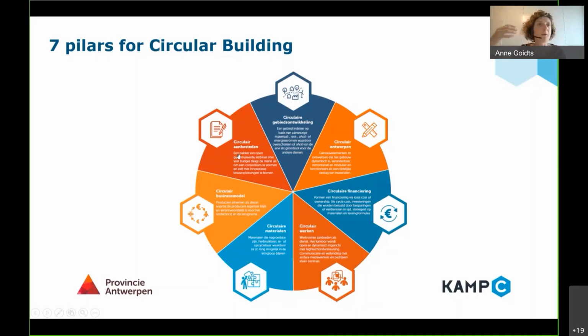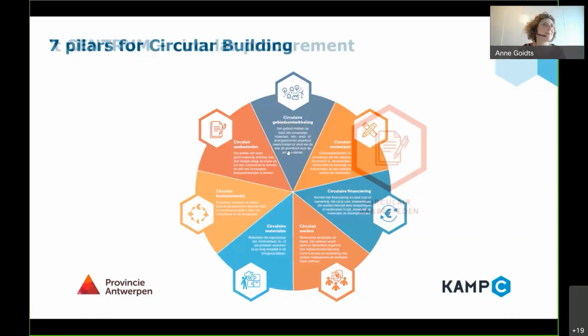Today, I'm asked to focus on the circular procurement, but I will also try to show you a little bit on what we have done with circular design, circular materials, and the circular business models, because as we are building it, there are a lot of nice things, really things that are done and that we can show you, and that are certainly very inspiring too.